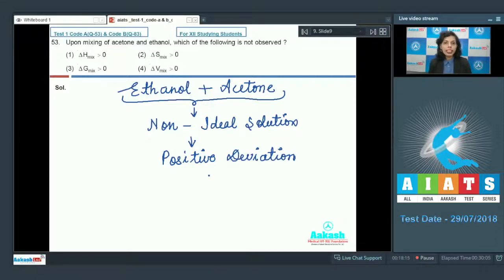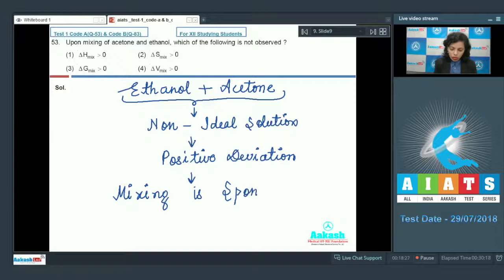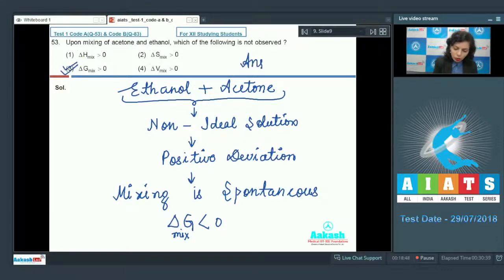Gibbs free energy of mixing should be negative, because this mixing is a spontaneous process, and if it is spontaneous, then definitely delta G should be less than 0, and we are talking about delta G for mixing. So which would not be observed here? Option 3 would not be observed. So the answer for this question is option 3.